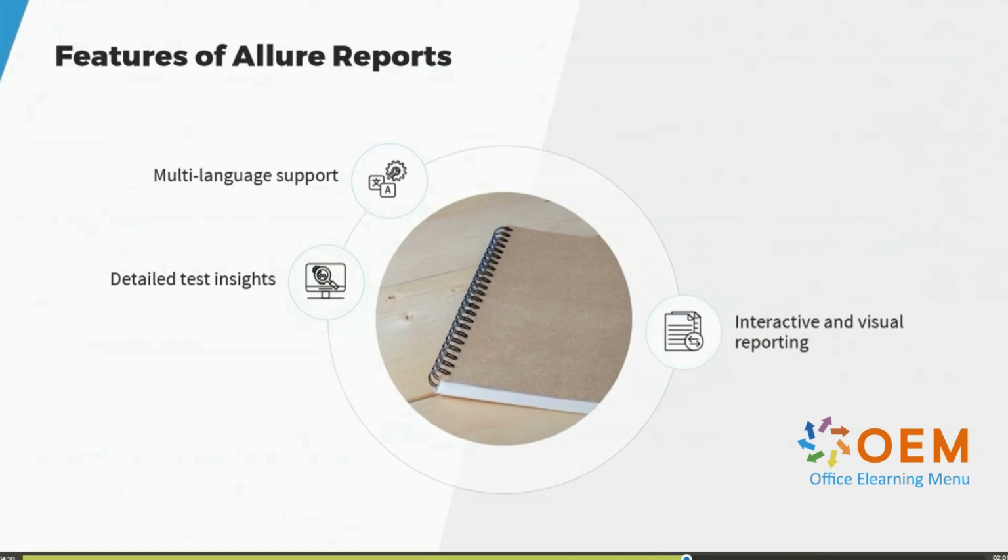Allure reports offer interactive and visual reporting. The reports generated are interactive and visually appealing, featuring graphs, timelines, and categorizations that help quickly identify trends, patterns, and areas needing attention. And finally, Allure can be easily integrated into CI/CD pipelines, enhancing automation processes. It supports customization to meet specific project requirements, improving the clarity and utility of the reports for teams.